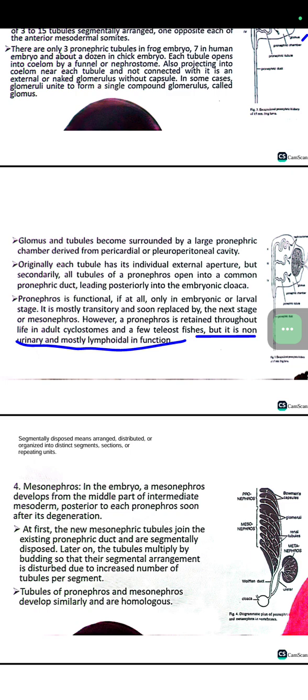Pronephros is functional, if at all, only in the embryonic or larval stage. It is mostly transitory and soon replaced by the next stage, the mesonephros. However, pronephros is retained throughout life in all cyclostomes and a few teleost fishes, but is non-urinary and mostly lymphoid in function.